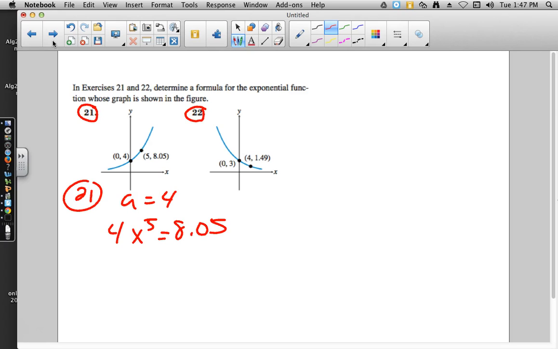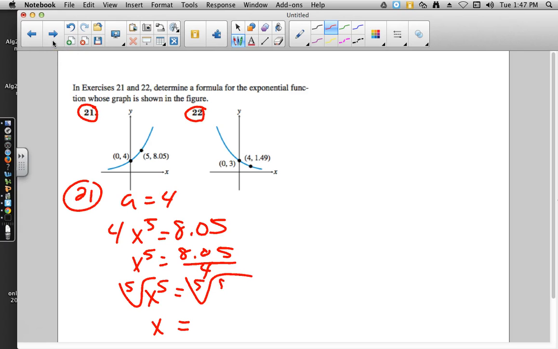So we would divide both sides by 4. And then we would take the 5th root. So 5th root of x to the 5th is of course just going to give us x. And then we need the 5th root of 8.05 divided by 4.